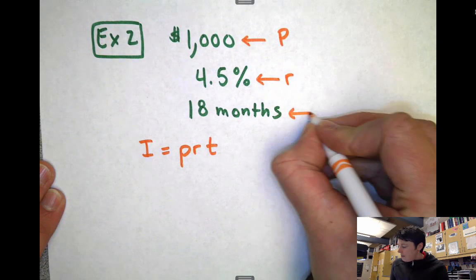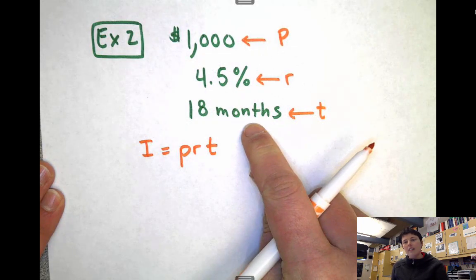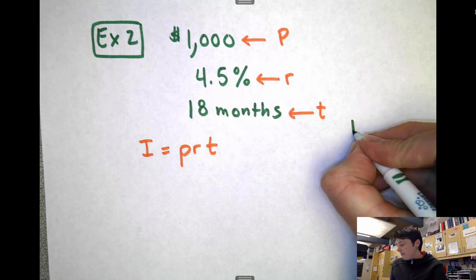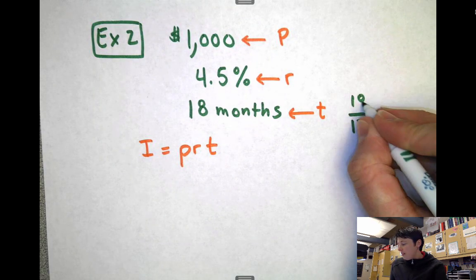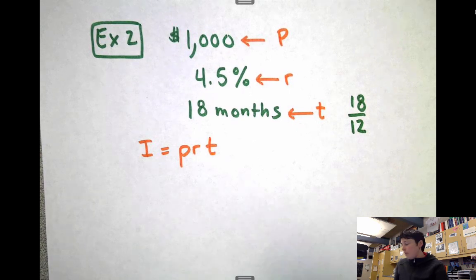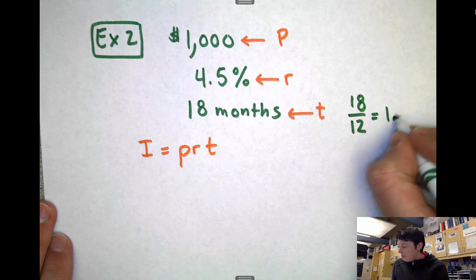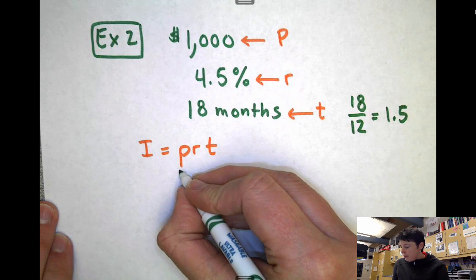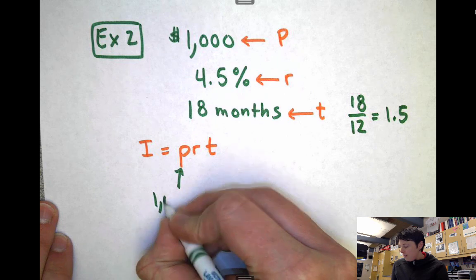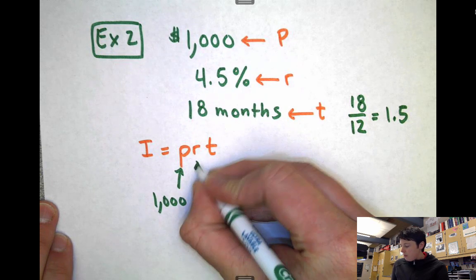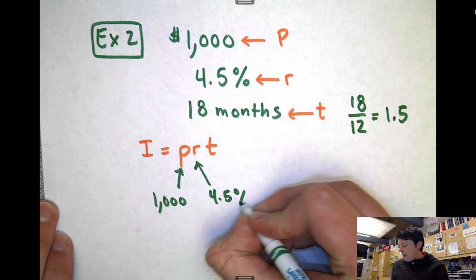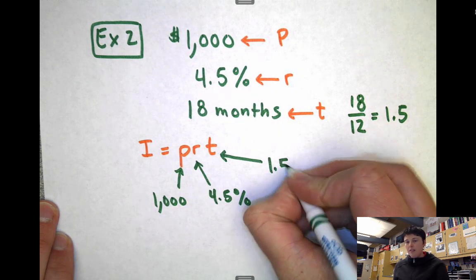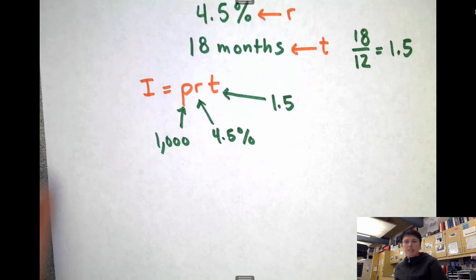Here is our time, but it's in months again, and we need it in years. So remember, we know that there are 12 months in a year, but we're dealing with 18 months. So we're going to take 18 and divide it by 12. That would be 1.5. So every 1.5 years. So in my formula, let's see, P is $1,000. My rate is 4.5%. And my time was 18 months, but we had to change that to 1.5 years. So let's multiply this out and get an answer.